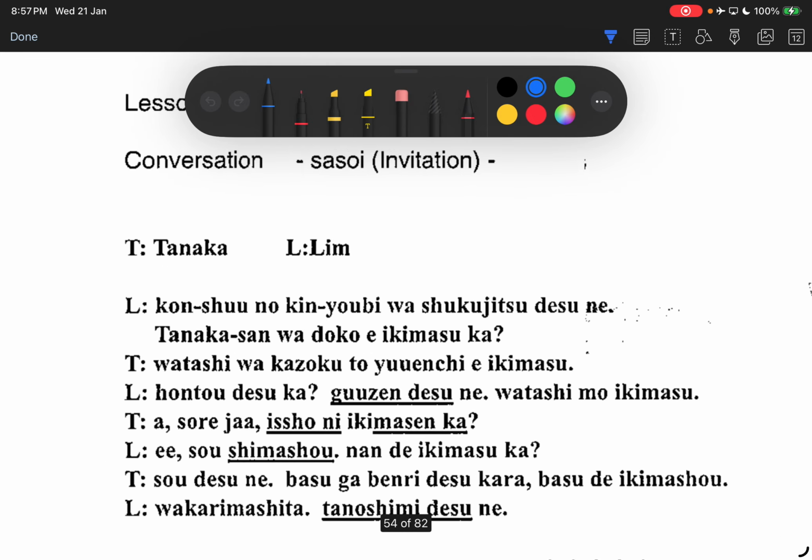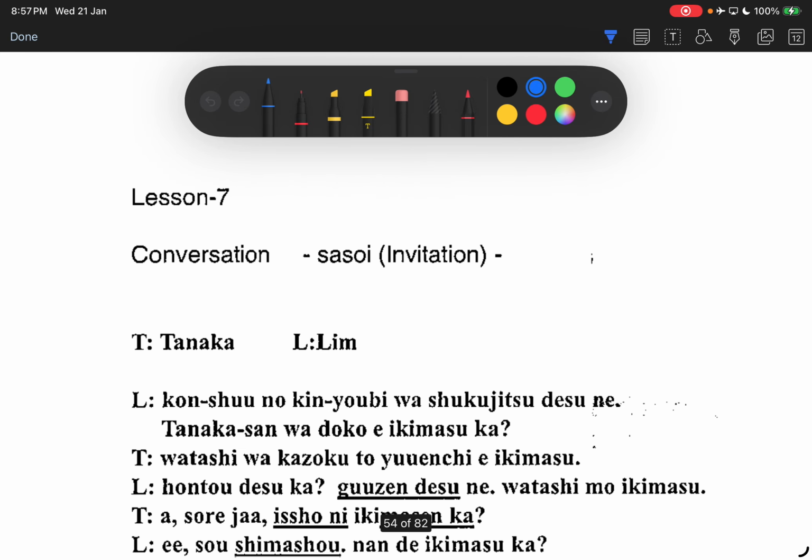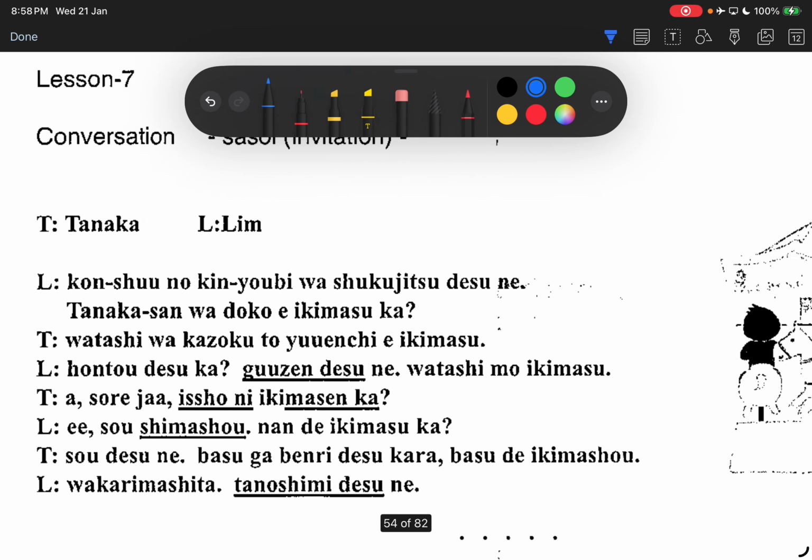Lesson 7. Conversation. Okay, sasoi. Sasoi simply means invitation. The word sasoi must is our verb for inviting, to invite someone. We add a must behind it and it becomes to invite someone, right? Okay, let's look at this conversation between two persons, Tanaka and Lim.